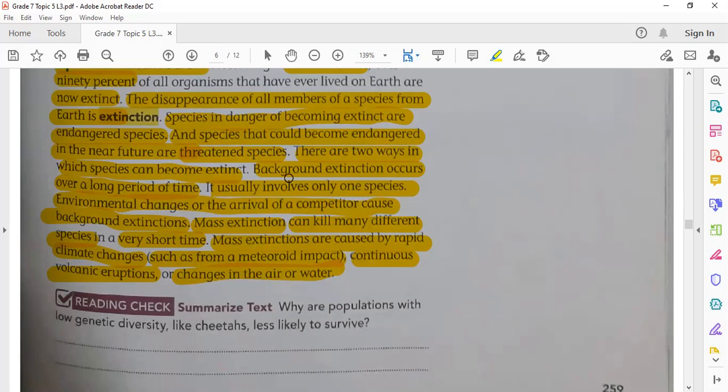The background extinction is also caused by environmental changes or the arrival of a competitor, while the mass extinction happens by rapid climate changes, such as meteoroid impact, volcanic eruptions, or changes in air or water.